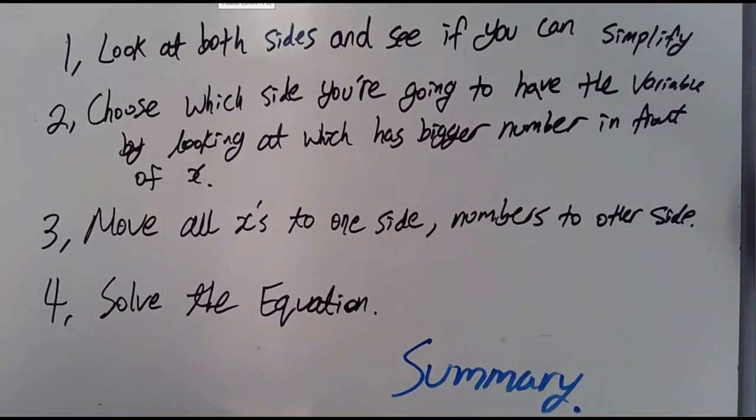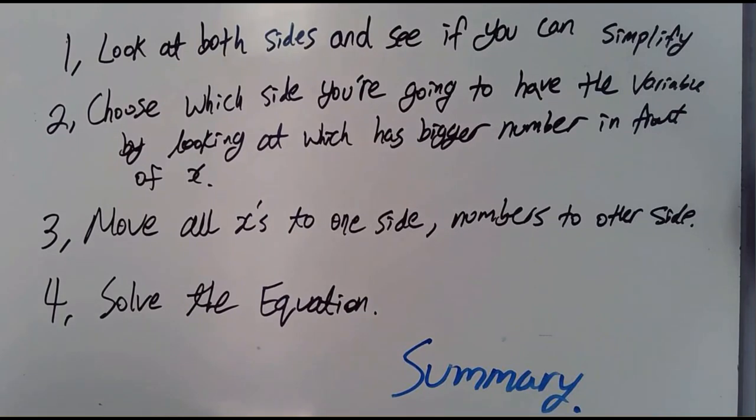So let's summarize today's lesson. The first thing is that you have to look at both sides and see if you can simplify. And this is only true if there is really something to simplify. And then second is choose which side you're going to have the variable by looking at which has a bigger number in front of x. So for example, if I have 2x on the left side and 4x on the right side, then I would choose to have the variable on the right side.